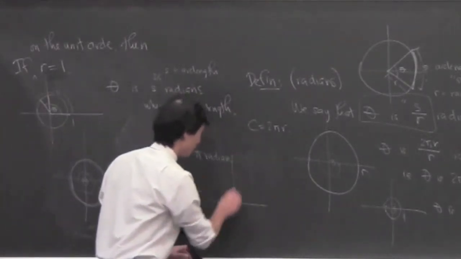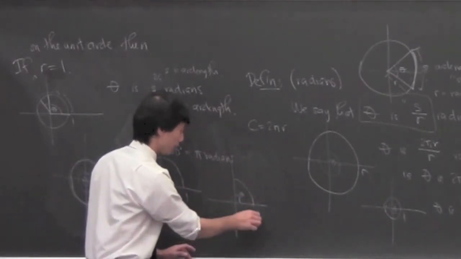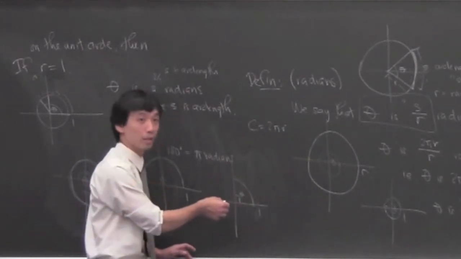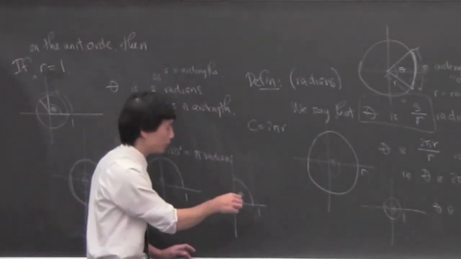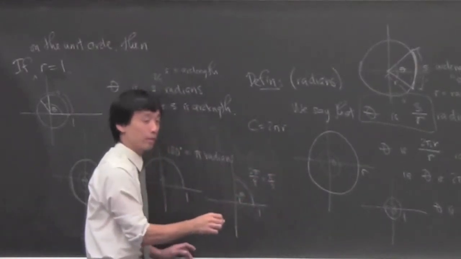If somebody asks you, what does 90 degrees correspond to? You'd look at your unit circle and just measure this length. What is this length? Pi over 2, right? Because it's 2 pi divided by 4, and that's pi over 2.